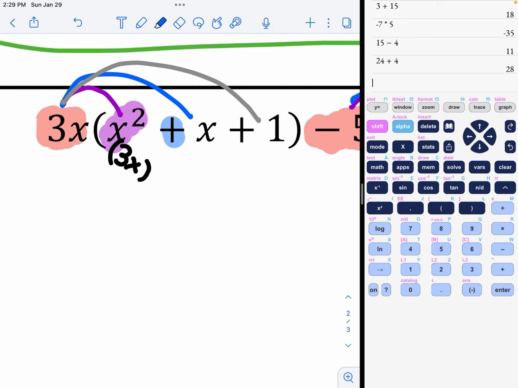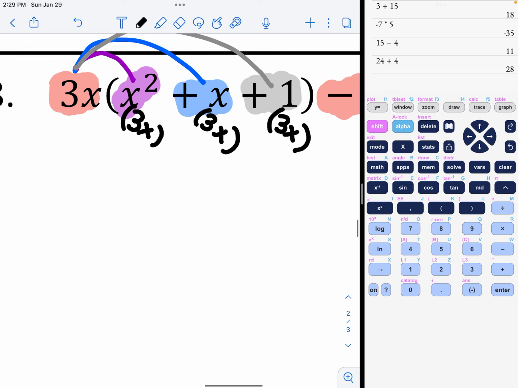This positive x that I'm highlighting in blue needs to be multiplied with the outside 3x. And this positive 1 that I'm highlighting in gray needs to be multiplied with the outside 3x. I'm going to go ahead and do that now. So this first item is going to be a 3x to the third because it was essentially 1 times 3 and x squared plus x to the first.